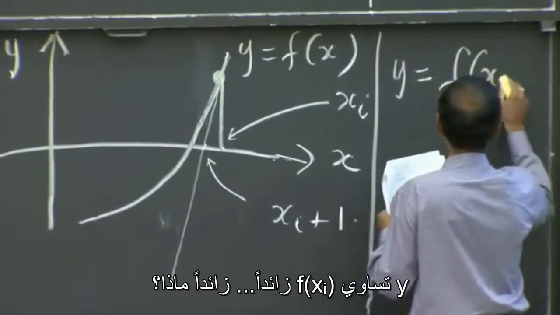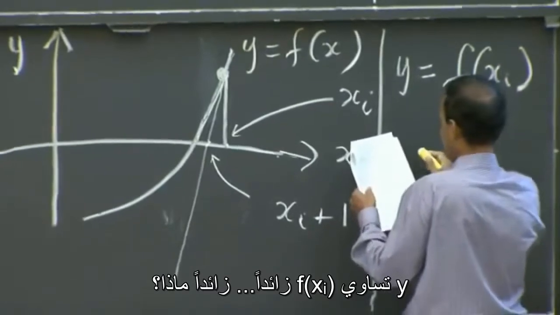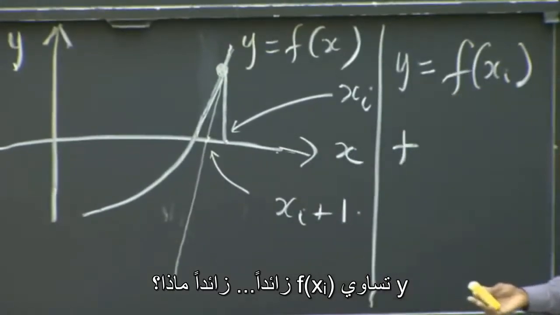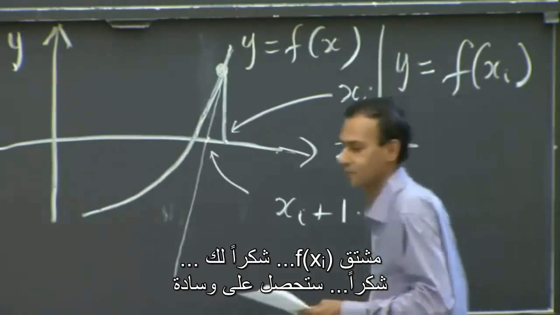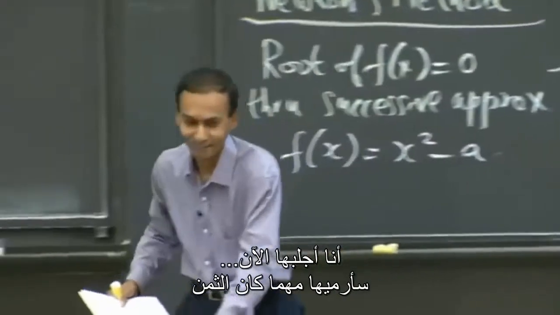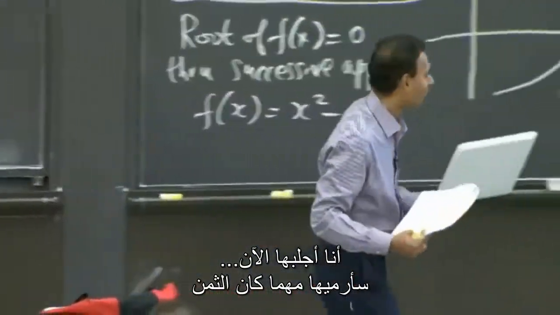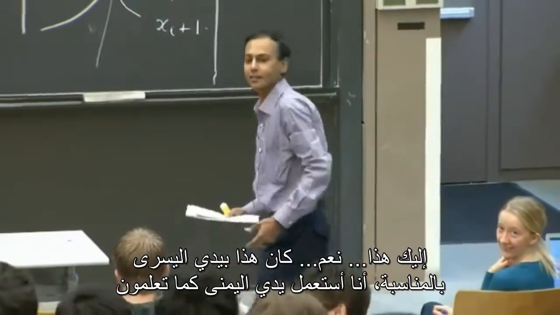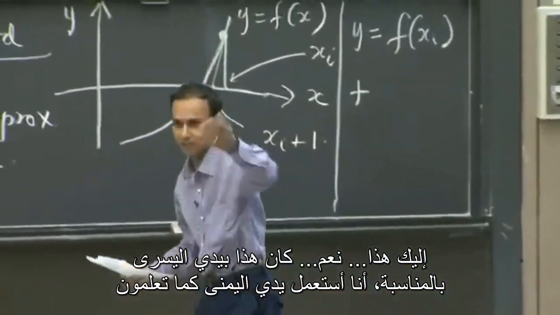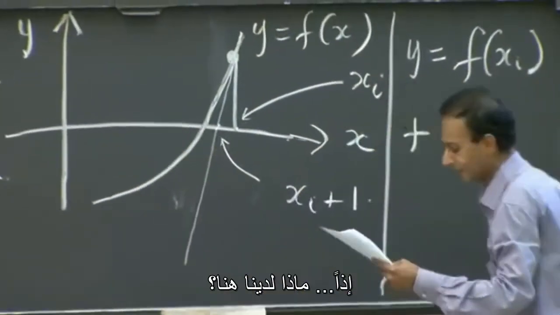F of xi plus f prime xi. Thank you, thank you. All right, you get a cushion. I'm getting whatever it takes, you know. Here you go. I'm left-handed, by the way. I'm actually right-handed, as you know.